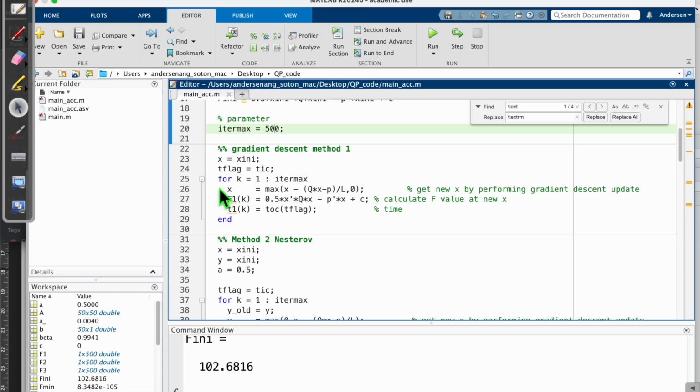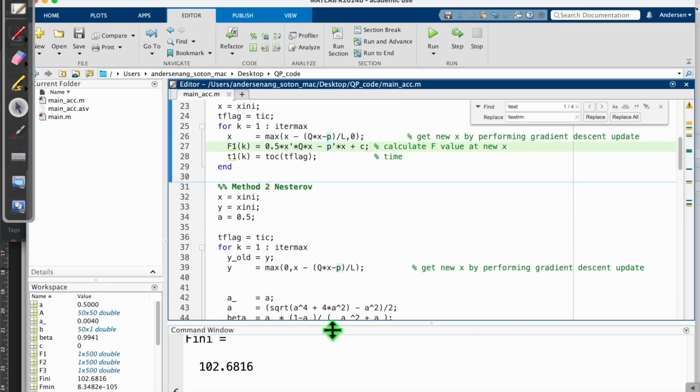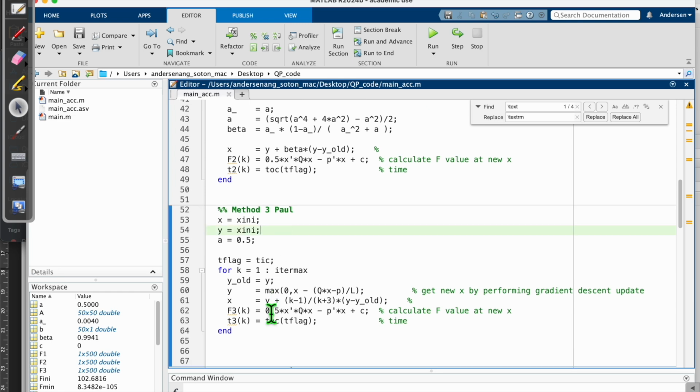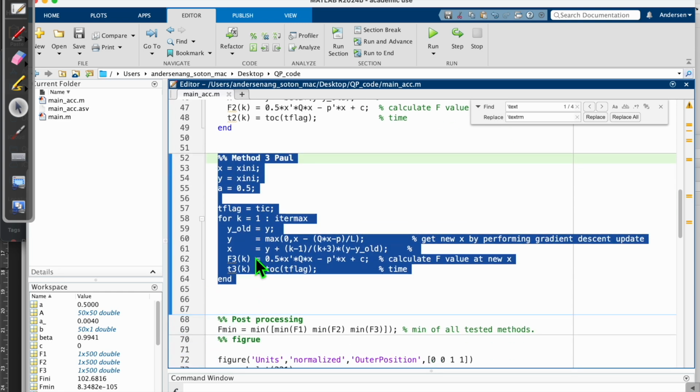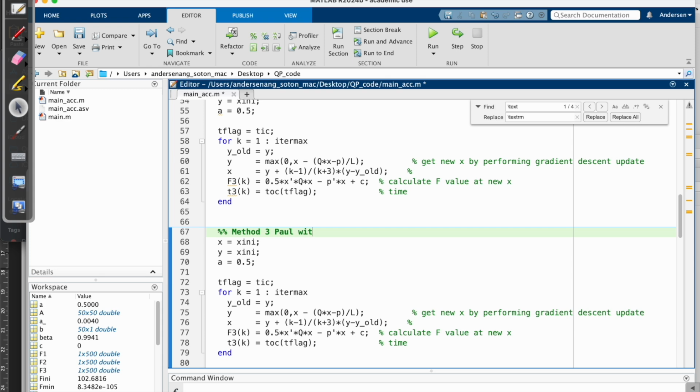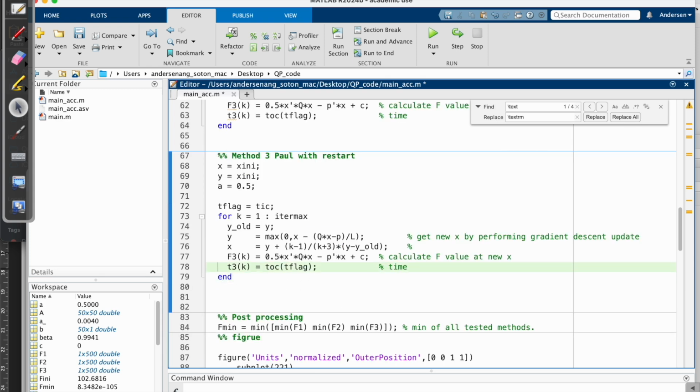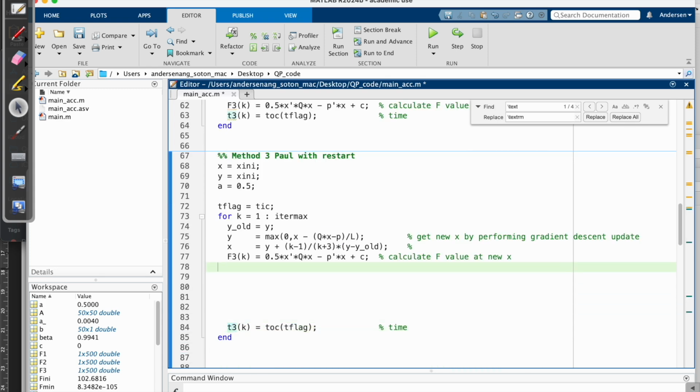So now I'm going to make the fourth one. So what's the fourth one? This is Nesterov, this is Paul. This one is easier to implement, so now I implement this one. Paul with restart. This is time, so I always put it at the end.